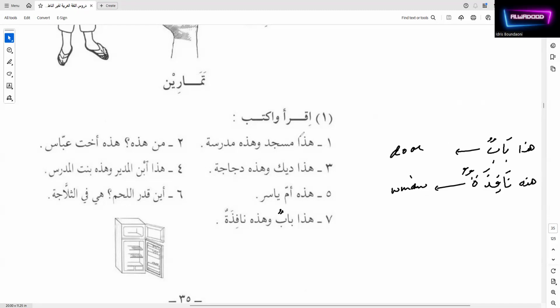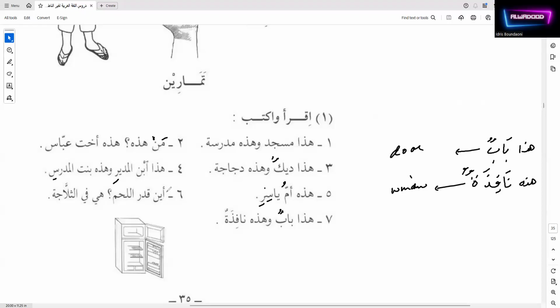So اقرأ. هذا مسجد وهذه مدرسة. من هذا. من هذه. هذه أخت باسل. هذا ديك وهذه دجاجة. هذا ابن مديري. This is the son of the headmaster. وهذه بنت مدرسي. This is the daughter of the teacher. هذه أم ياسر. هذه أم, mother.